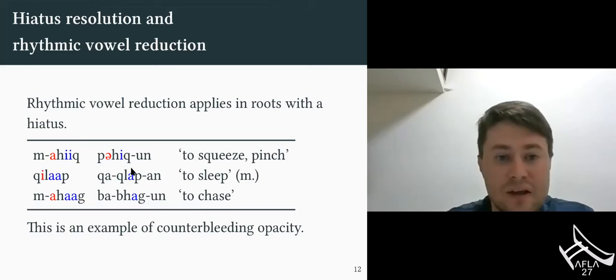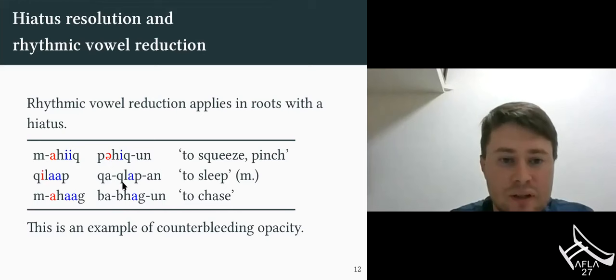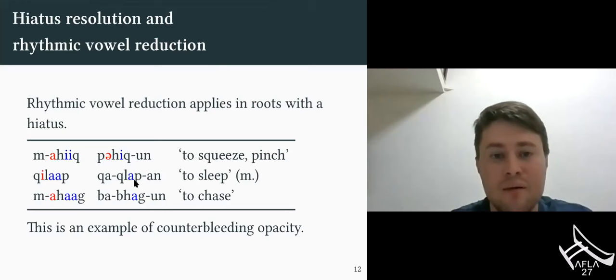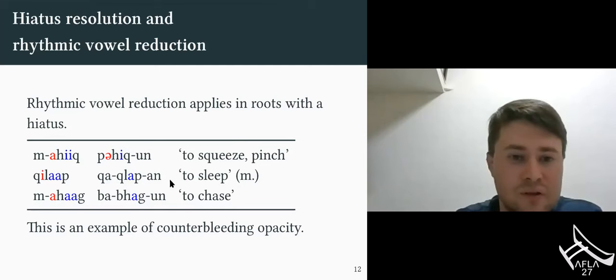It is not audible, so it doesn't occur on the surface in suffixed forms, but we can still see its effects on the underlyingly fourth to last vowel by either weakening it to a schwa, or, if we have a CA prefix here, just deletion of the vowel and resyllabification. So this would be syllabified as qaq la pan. And this is a prime example of counterbleeding opacity, something that would be pretty difficult to model with classic OT.